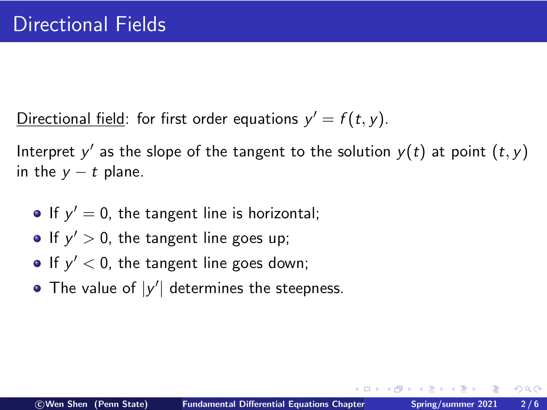Once we have determined the direction of this tangent line, then the absolute value of y prime will tell you how steep the tangent line should go. The bigger the value, the steeper the tangent line will be. Now, with this information in our hands, we can analyze the solution for this equation in the yt plane and discuss qualitative behaviors of the solution. Let's take some examples.